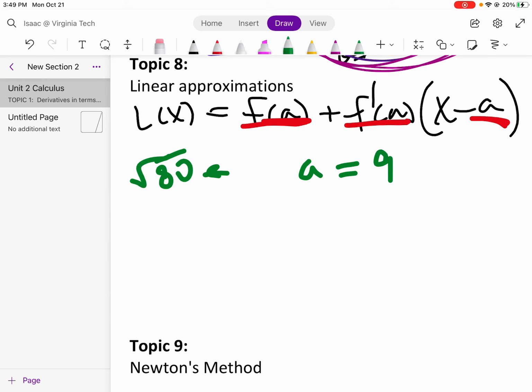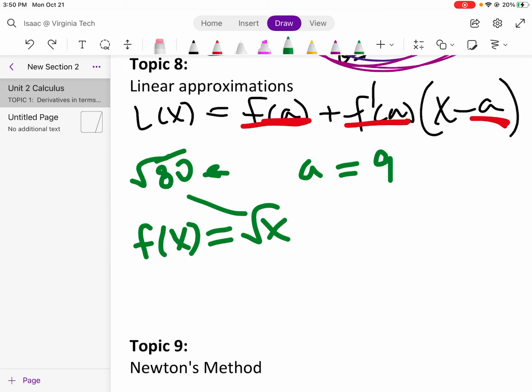Now we have to do f of a. So that means we plug this into the function. And you might say, hey, there's no function there. Well, you just make one. So the function for this would just be square root of x because that's what we see there.